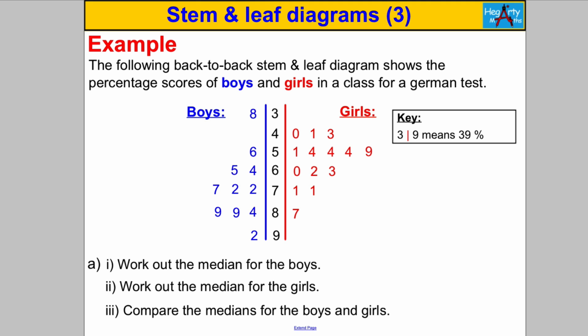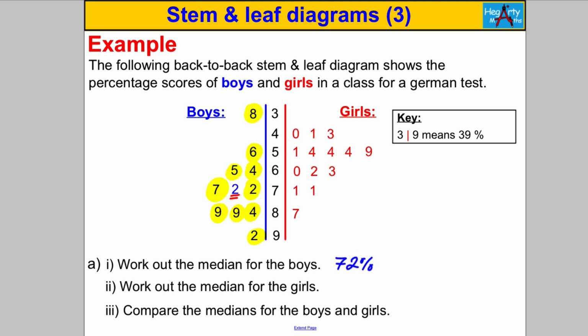So to work out the median, what do you do? Well, it's not the smallest data item, it's not the biggest, it's not the next smallest, it's not the next biggest, and so on, until you get yourself this one over here. Now that doesn't mean 2, remember that means 72. So work out the median for the boys. The median for the boys is 72%.